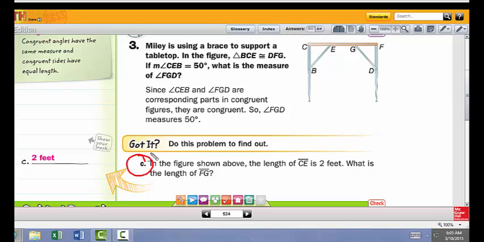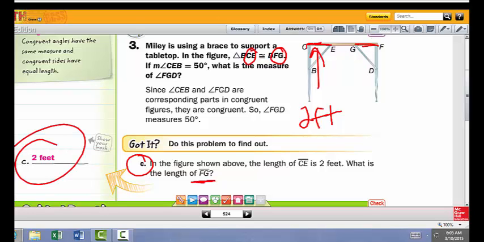Okay, in letter C, they ask us, in the figure shown above, the length of CE is 2 feet. So I would draw that here. We go CE, and that's 2 feet. Well, if we go up to our original statement here, CE is congruent to FG. This statement tells us that, as well as looking at the diagram here tells us that. So it asks us, what is the length of FG? Well, the length of FG, that's part of our congruent statement. Therefore, they're the same length. Therefore, our answer is 2 feet.